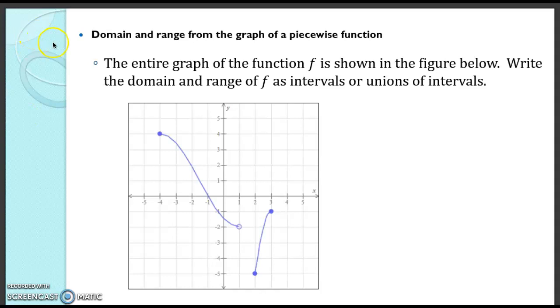Hey everybody, in this video we're going to talk about domain and range from the graph of a piecewise function. Here we have the entire graph of f shown below. We want to write the domain and range of f as the intervals or union of intervals. So let's first take a look at domain.